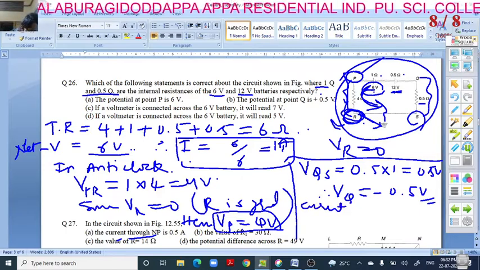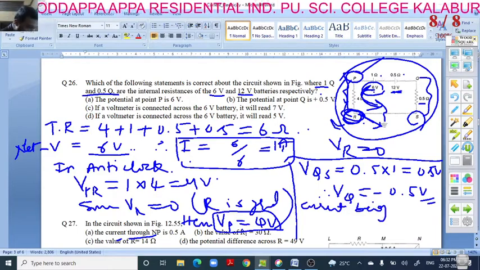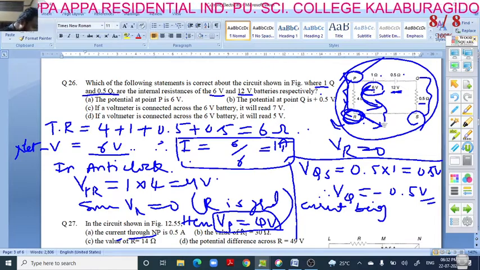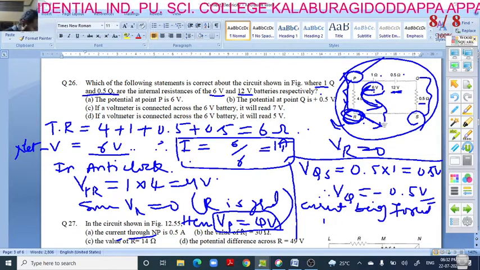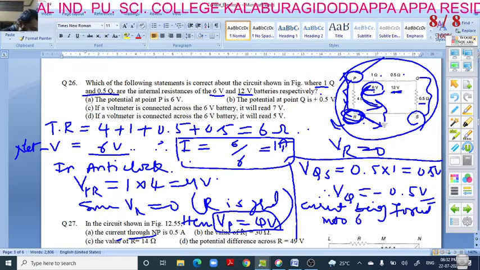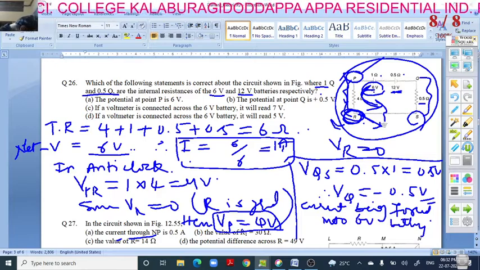Current being forced into 6 volt battery, 6 volt battery.